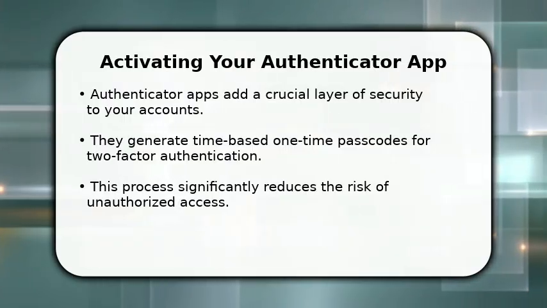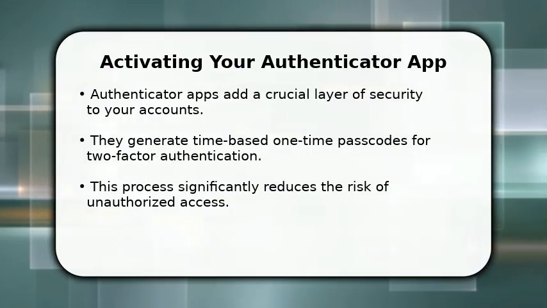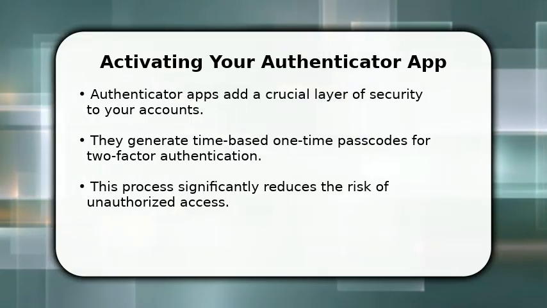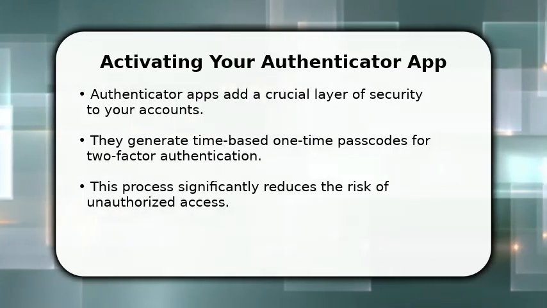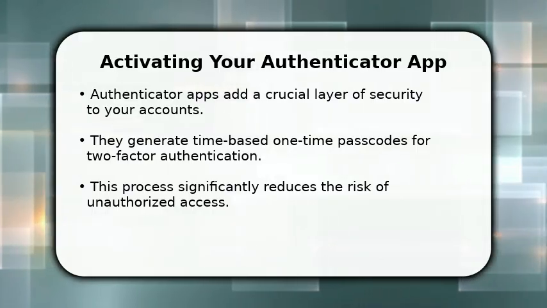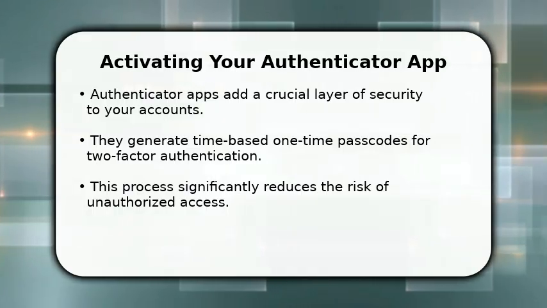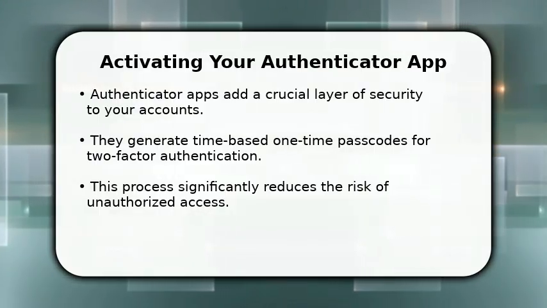In this video, I will explain how to activate an Authenticator app. First, you'll need to download a reliable Authenticator app from your device's App Store. Popular choices include Google Authenticator or Microsoft Authenticator. Once installed, open the app and prepare to link it with your online accounts. This initial setup is quick and essential for enhanced security.